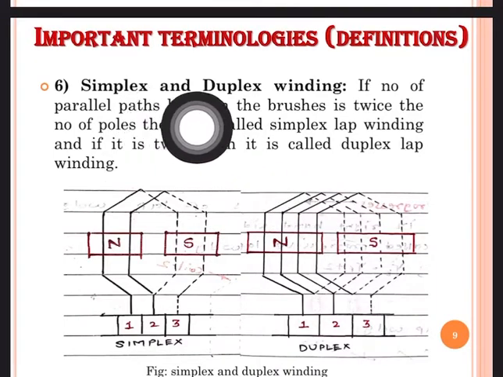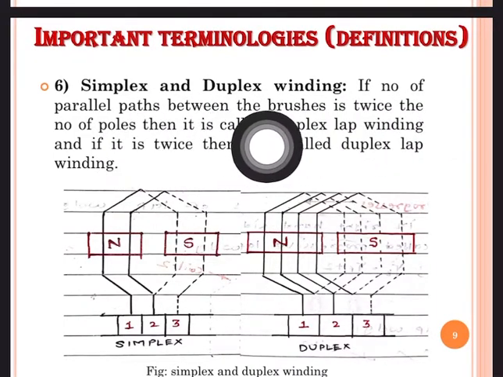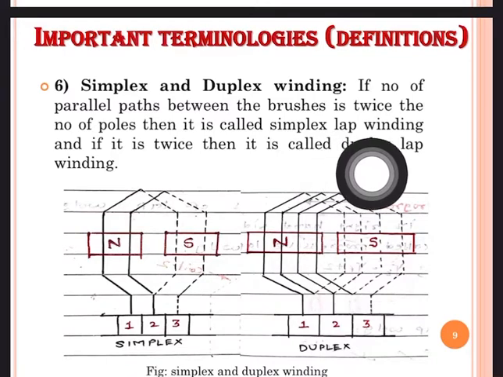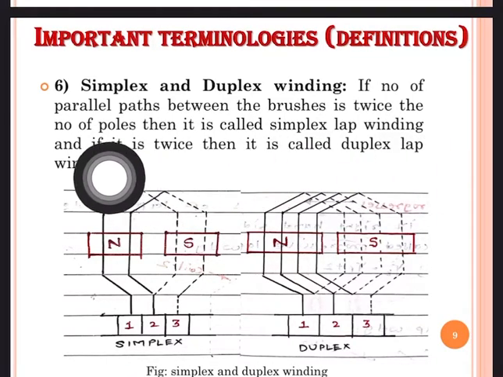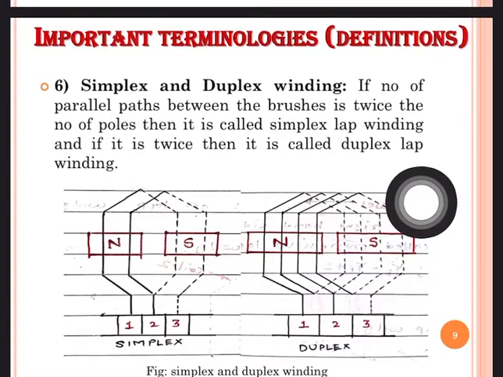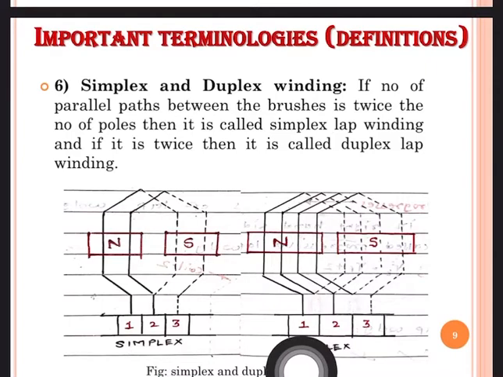Now simplex and duplex windings. If the number of parallel paths between the brushes is equal to the number of poles, then it is called simplex lap winding, and if it is twice, then it is called duplex lap winding. This figure shows simplex lap winding and this is duplex lap winding.